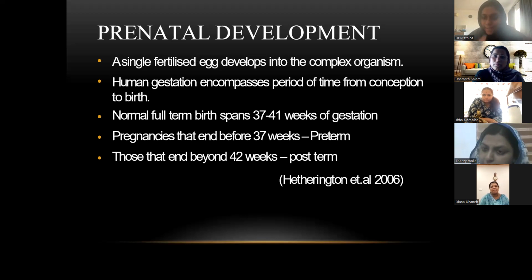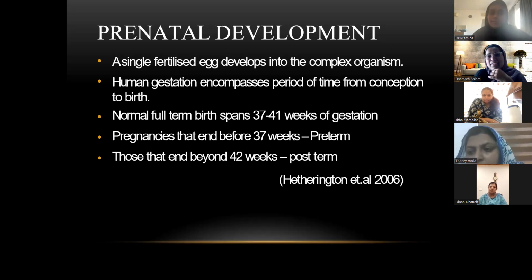So the ideal time to get delivered is between 37 to 41 weeks. That means normal delivery can happen. But in case of preterm and post-term, as the weeks proceed, the chances of C-section are greater. Because if it's 42 weeks, you can just imagine how big the baby will be.